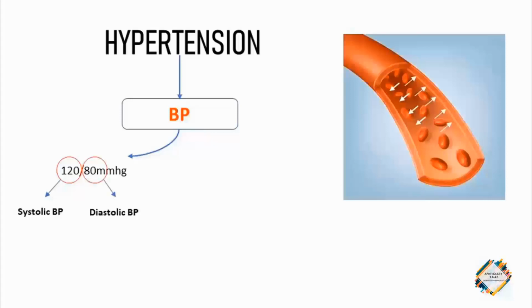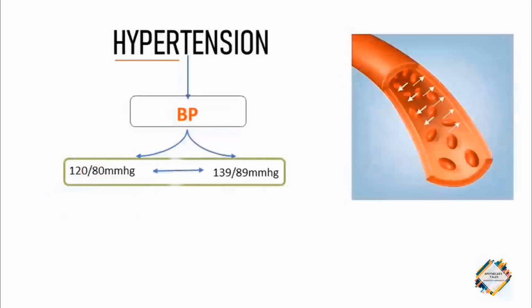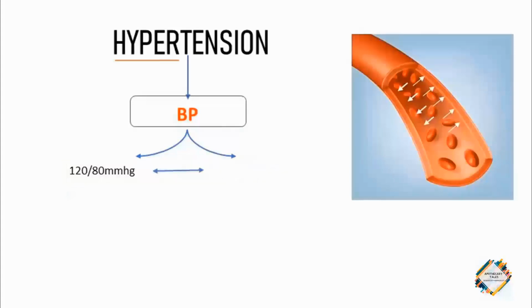And the smallest value is nothing else but the diastolic BP. It is the BP when the heart relaxes, or the BP exerted between two heartbeats. Now, what is hypertension? As the name suggests, hyper, something more than the normal value. So, we should know the normal range of BP. The normal range of BP is 120/80 mmHg to 139/89 mmHg. So this is the normal value.